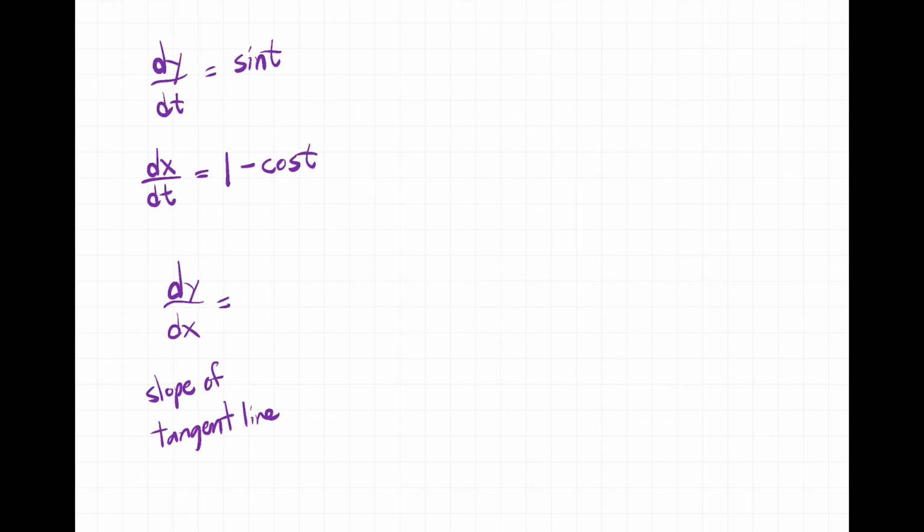To get dy/dx, it's very simple. We just take dy/dt and divide by dx/dt. So this is going to be sine t divided by 1 minus cosine t.